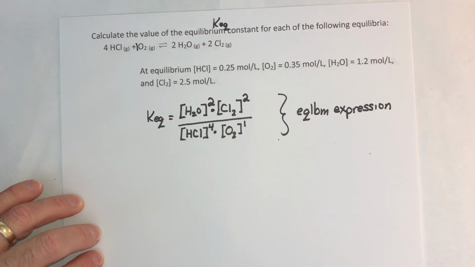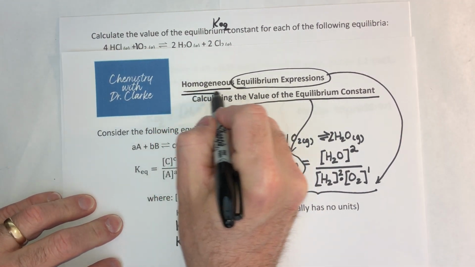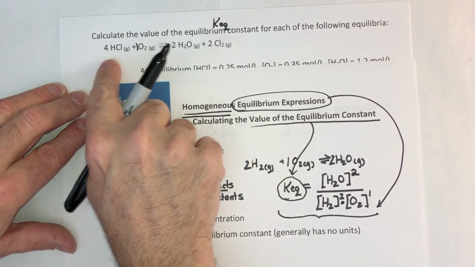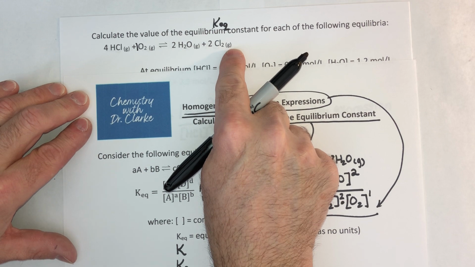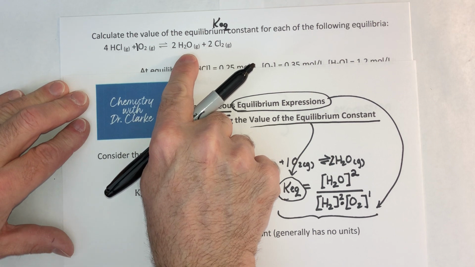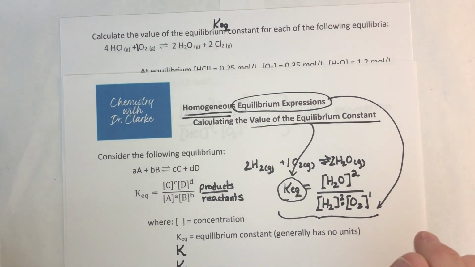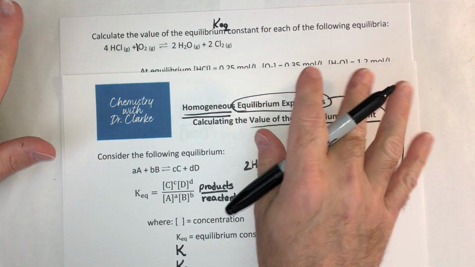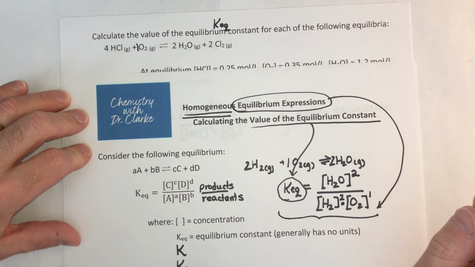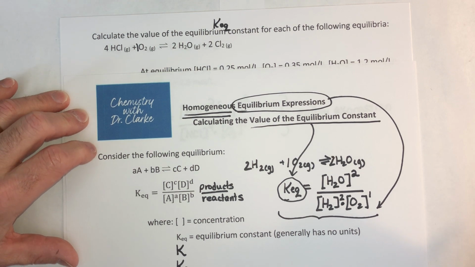Now, the other thing that I should maybe point out here is that this is homogeneous equilibrium. Homogeneous means you have the same state or phase for all of your reactants and products, right? You'll notice here I had HCl gas, O2 gas, H2O gas, and Cl2 gas. They're all gases, which makes it homogeneous. If they were all aqueous, it would still be homogeneous. Homogeneous equilibriums are much easier to deal with than heterogeneous equilibriums.